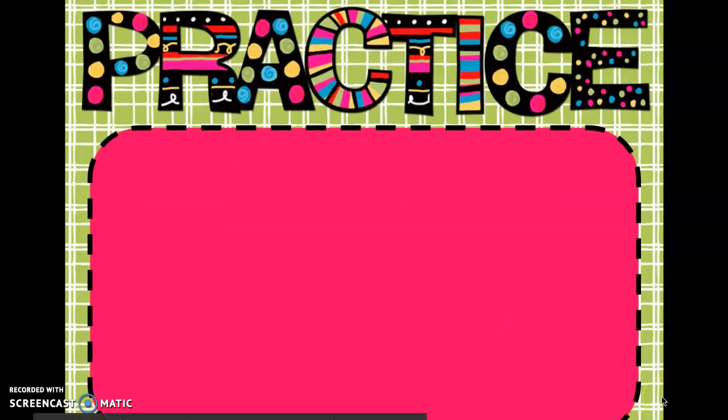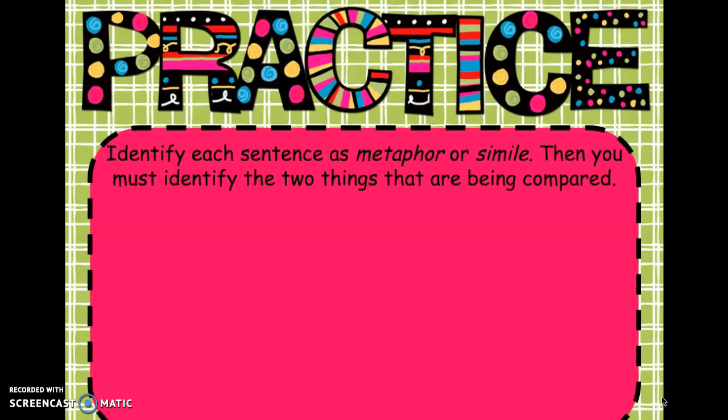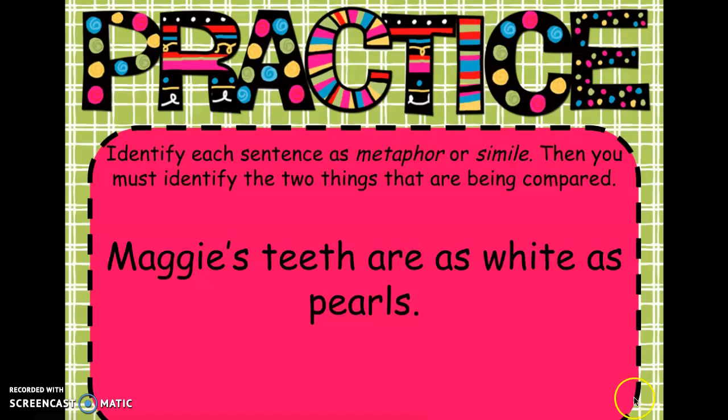Here are some practice examples. We need to pick out whether it is a simile or a metaphor example, and then we have to identify the two things that are being compared. So I'll do the first one as an example. Maggie's teeth are as white as pearls. So looking at this, I need to decide, is it a metaphor or is it a simile? Well, I see that we're using the word are, so I'm saying something is something else, but I also see the word as. So since the word as is there, I must assume that it is a simile. Now, what two things are being compared? Well, I'm comparing Maggie's teeth to being as white as pearls.